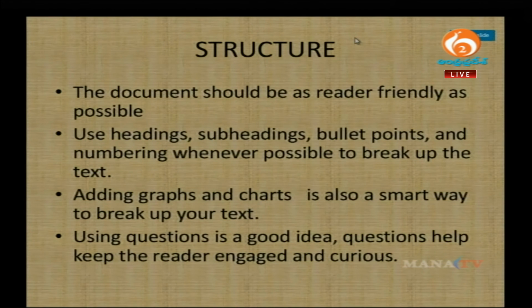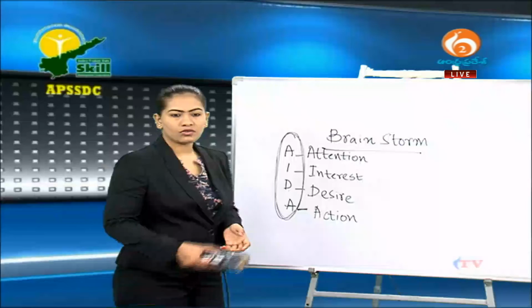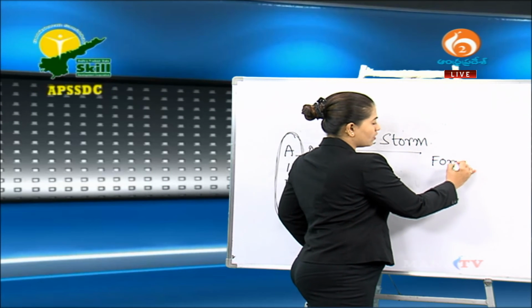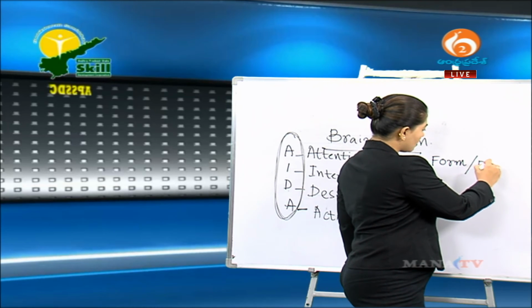Now let's move on to understand the grammatical errors part in your writing. It's essential to learn grammar properly and to avoid common mistakes that spell checker won't find. So, let me give you an example out here for grammatical errors. Example is your form and from.